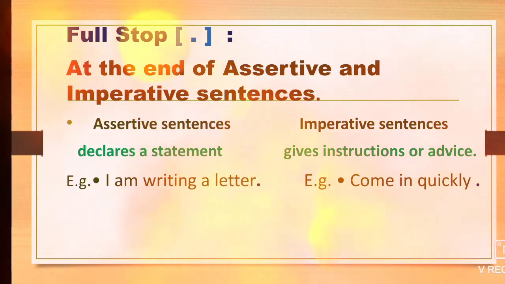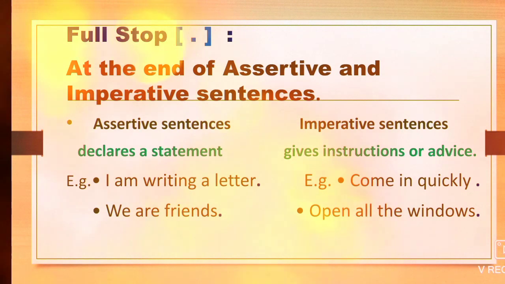And, come in quickly, here it gives an instruction, it's an imperative sentence. We are friends, it's an assertive sentence. And open all the windows, it's an imperative sentence.